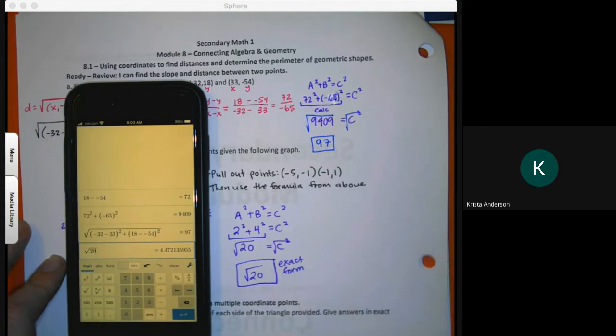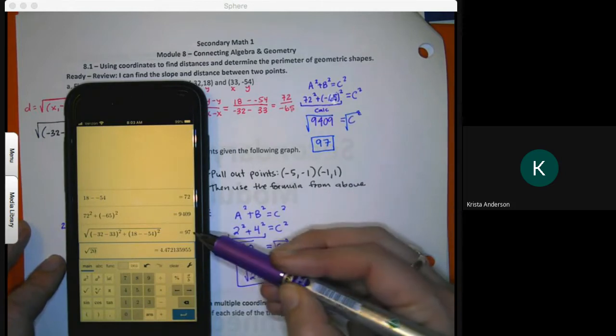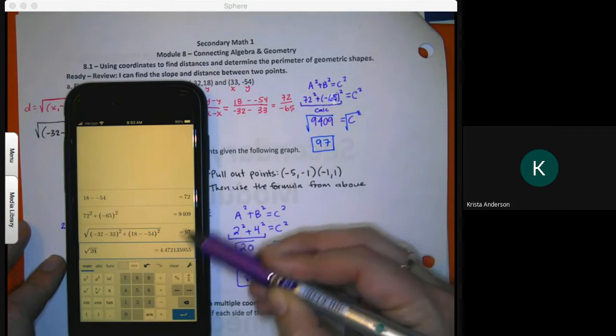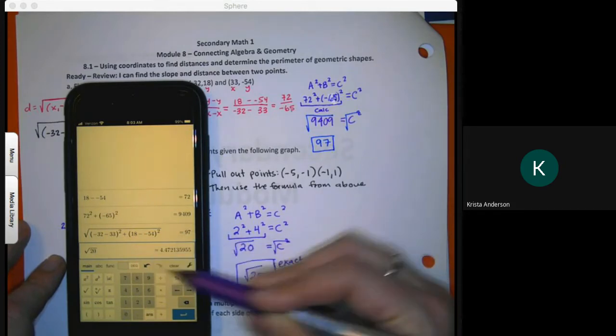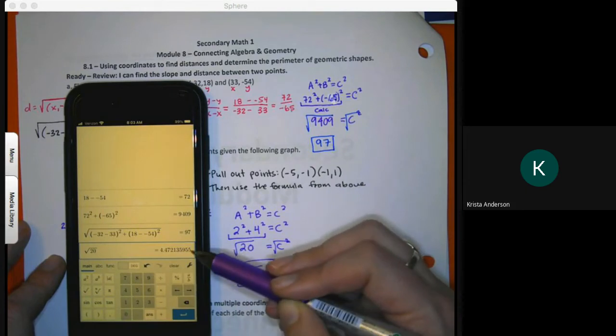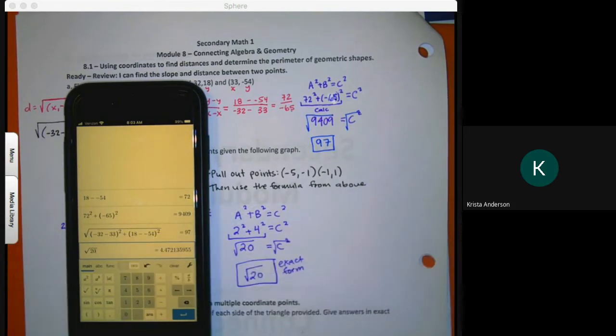On your computer. Can you see the difference? 97, I would type 97 in because that was a whole number. But when they start giving decimals, unless they ask for a decimal, I write it as exact.